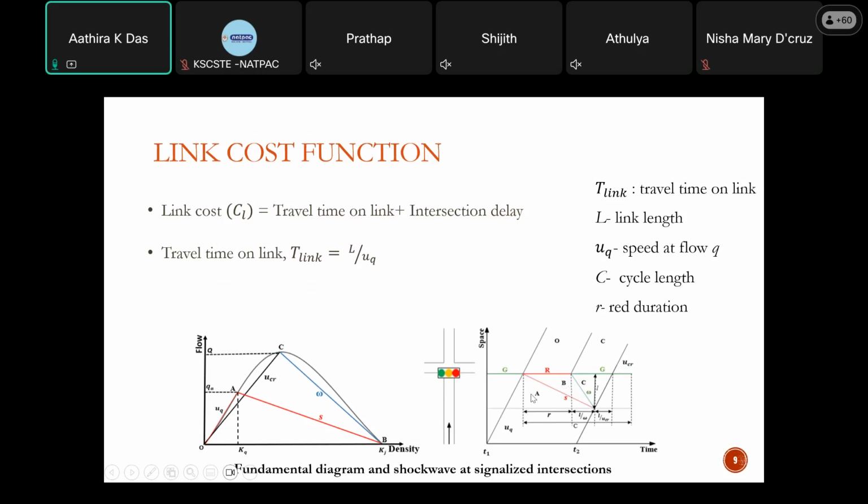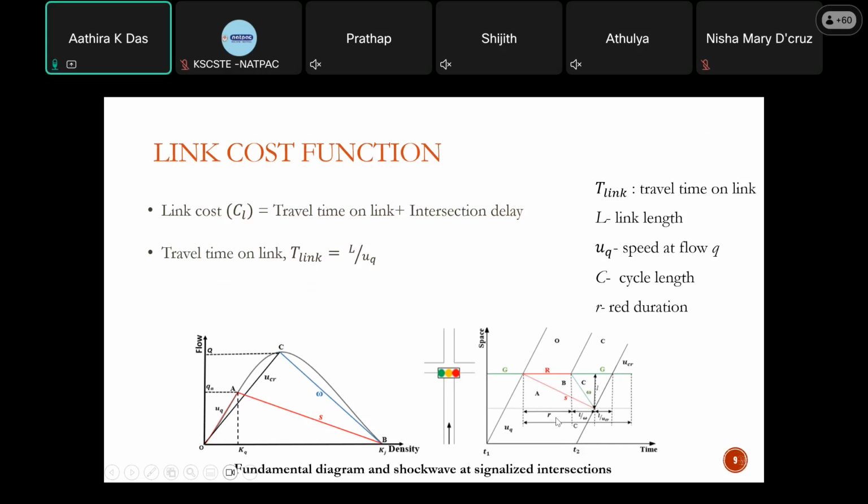So here there is a change of state of flow from A to B, and due to this change of state, a backward shock wave is formed that is represented with S. Now again, after the red duration, when the signal again turns green, the vehicles start moving, and the flow will be a saturation flow, and after a particular point, the flow will come back to the point A. So the effect of the queue formed during the red duration is seen till the point where the last vehicle in the queue crosses the stop line.